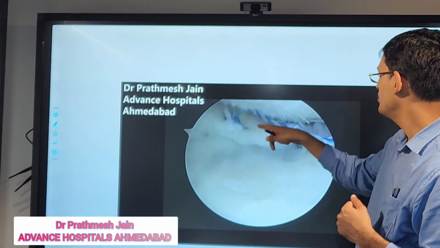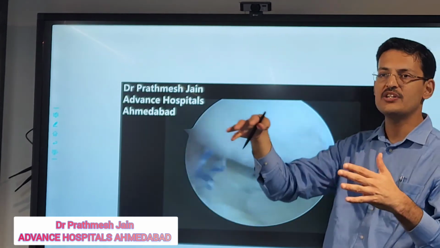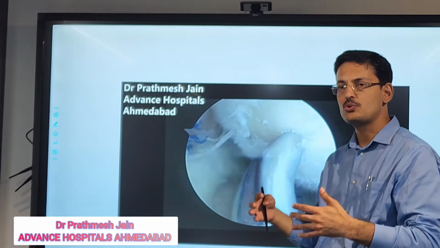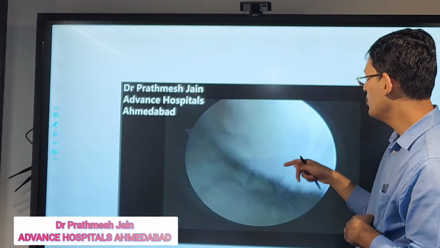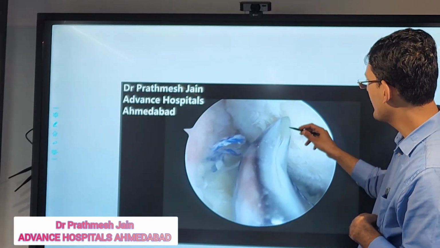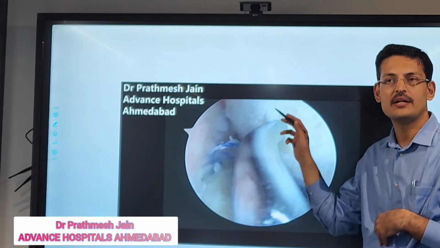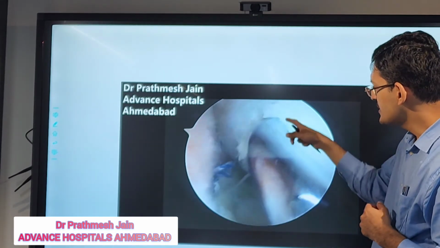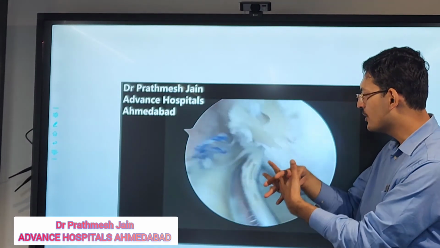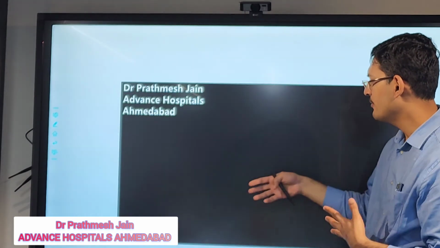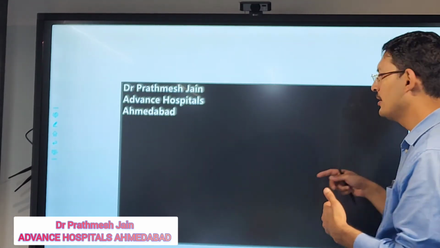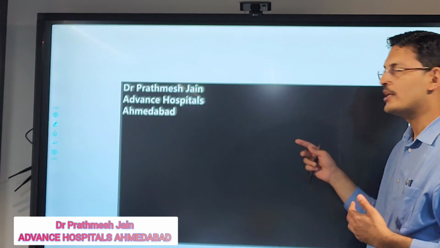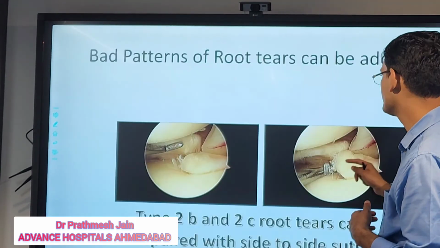So this is the final picture. We have put 1, 2, 3 and 4 anchors, a circumferential repair to reduce the extrusion and to repair the root, and after that we are doing a little bit of microfracture here to increase the blood circulation in this particular area, because this area is in direct bone-to-bone contact. But here, when we have done the extrusion repair, a little bit of the loading on this particular portion will be reduced.